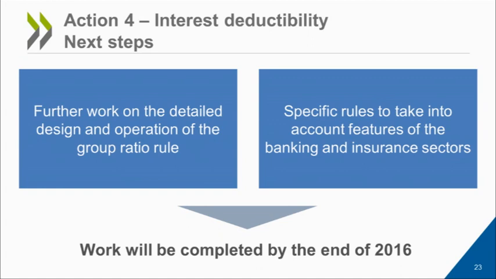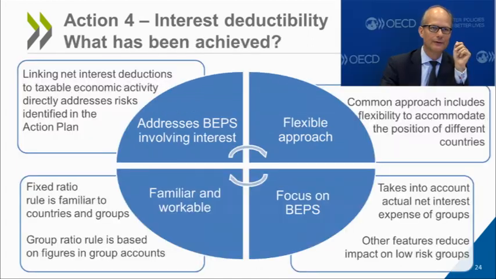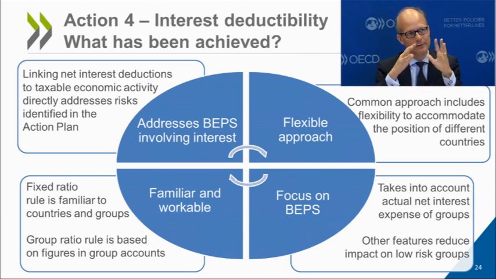So the further work that we still have to do is more detailed work on the design and operation of the group ratio, and also some specific work around the banking and insurance sectors that we will have to do over the course of next year. Both of these work streams will be completed by the end of 2016.